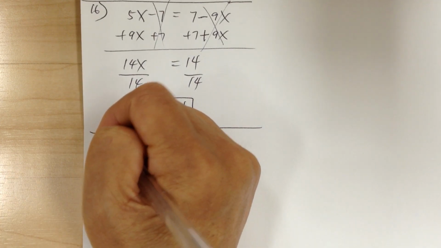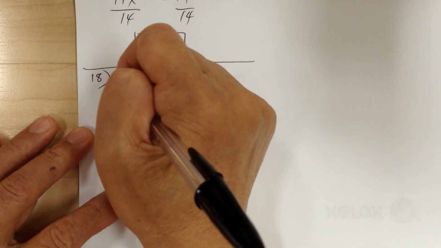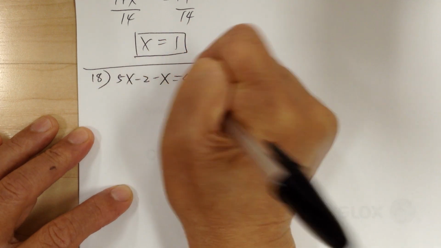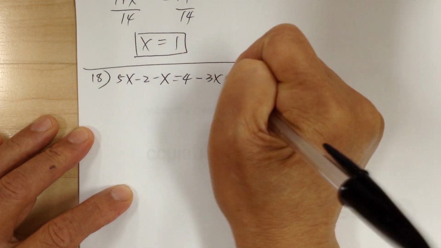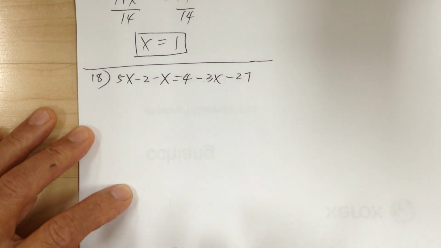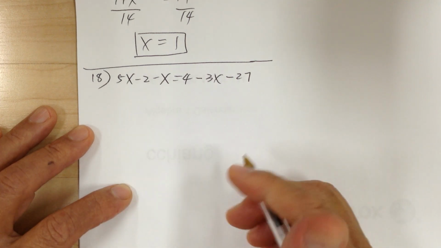Okay, number 18. Here you go. 5x minus 2 minus x equal to 4 minus 3x minus 27. Okay, now we have a lot of stuff. So what we're going to do is, before we start to move things around, let's go and combine like terms to simplify it a little bit first.